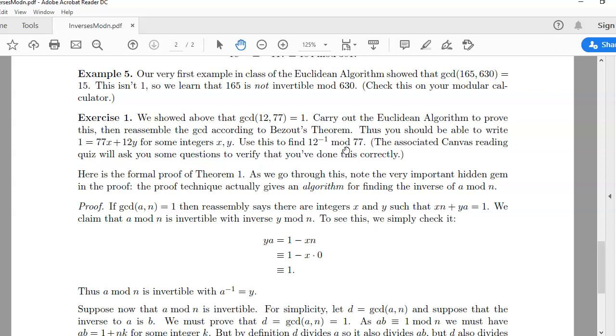Now, if you can't do it and you keep getting stuck, there's also a discussion board on Canvas. There's a link in the module to it. Just follow the module. If you have any questions, post your question to the Canvas discussion board on inverses mod n. I will answer it, or one of your classmates will answer it for me. This way you can get your questions answered, try the quiz again, get the quiz right, nail it, get 100%.